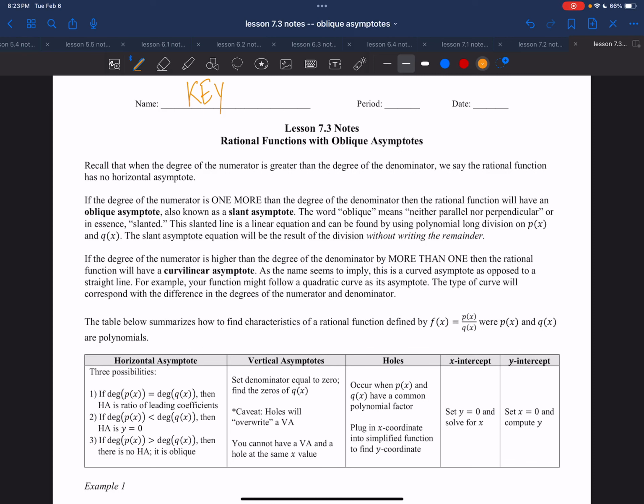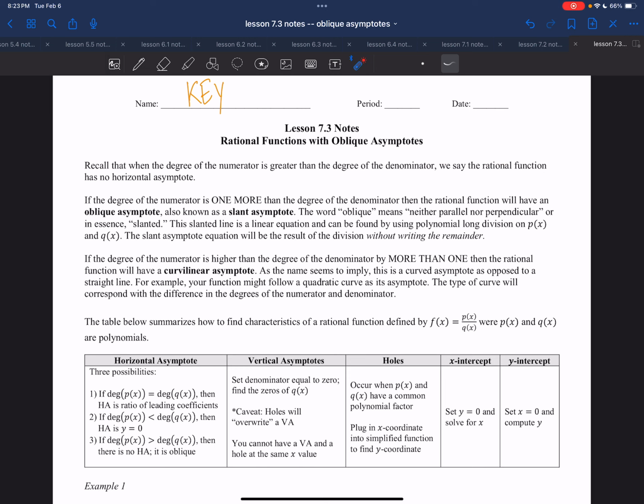Hello and welcome to lesson 7.3 on rational functions with oblique asymptotes. So, last time we were talking about rational functions in general form, and we're still talking about that. A general polynomial, p of x over q of x, where both of those are polynomials, is a general form of a rational function.